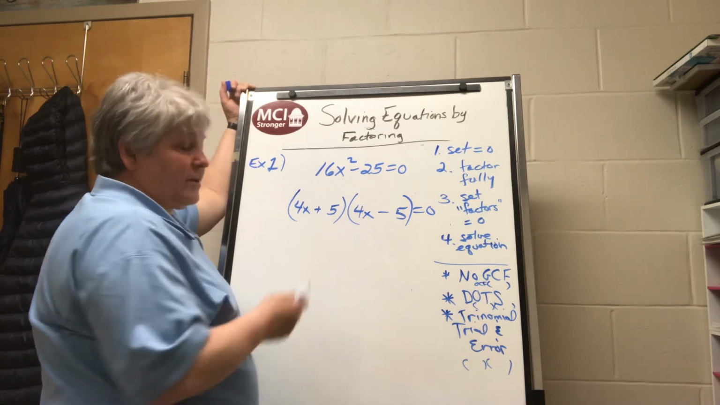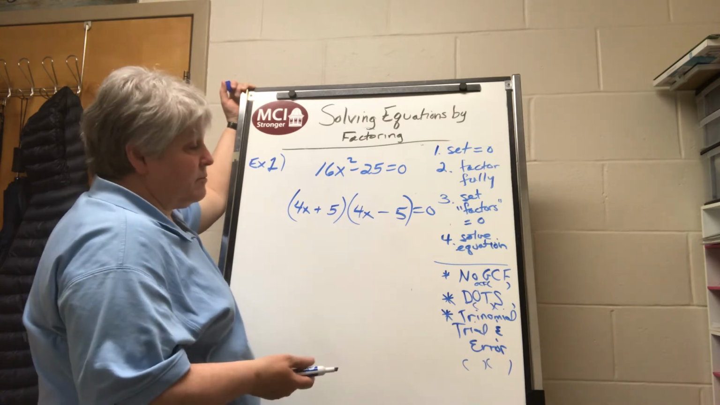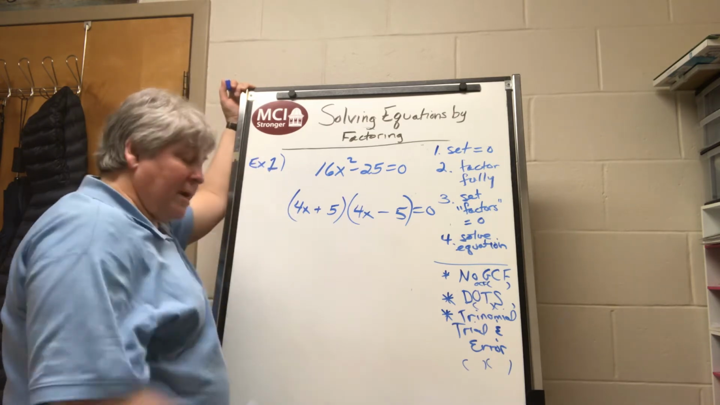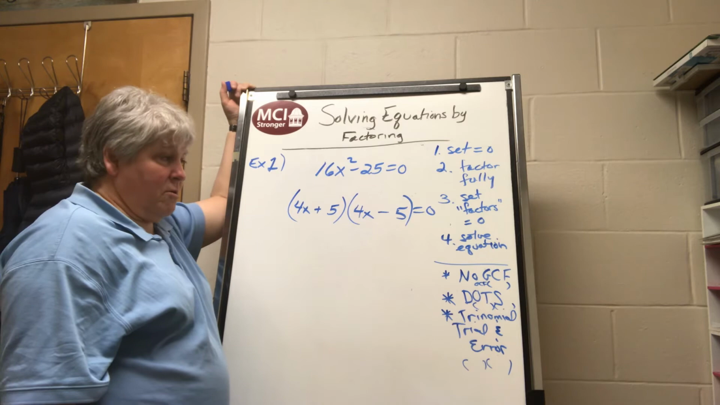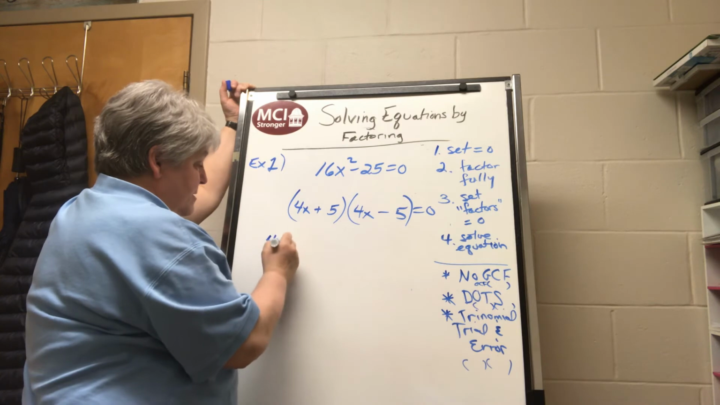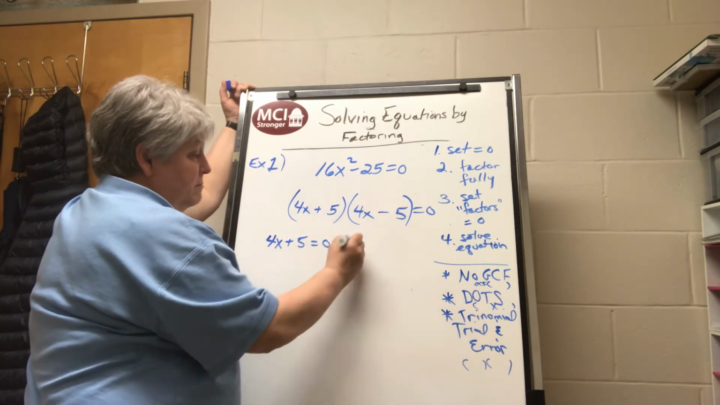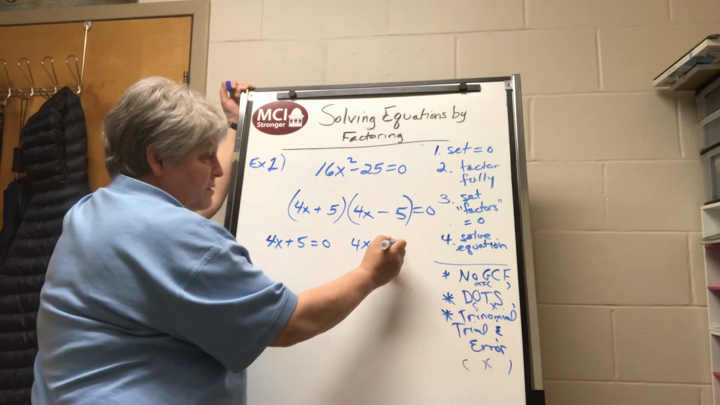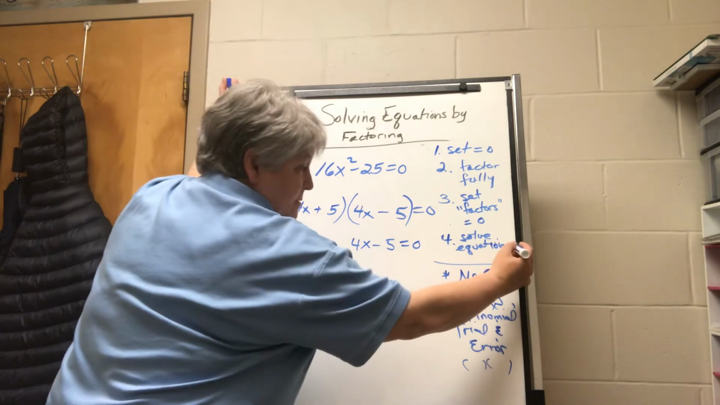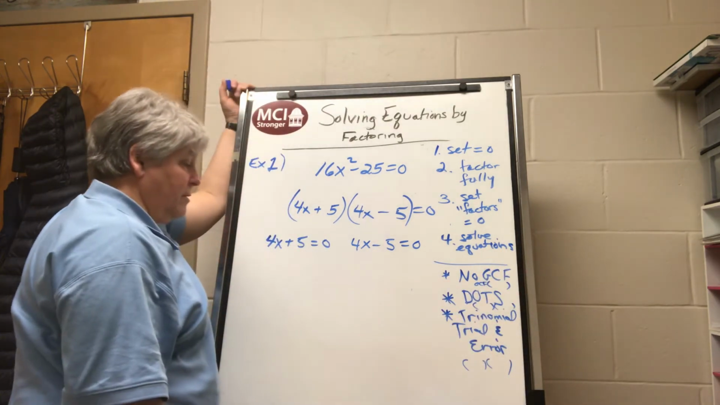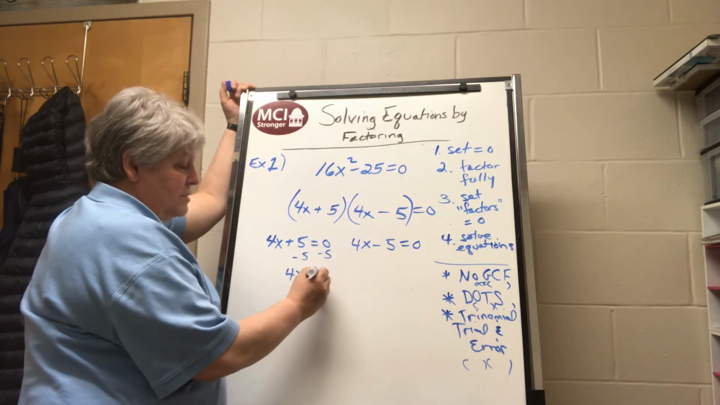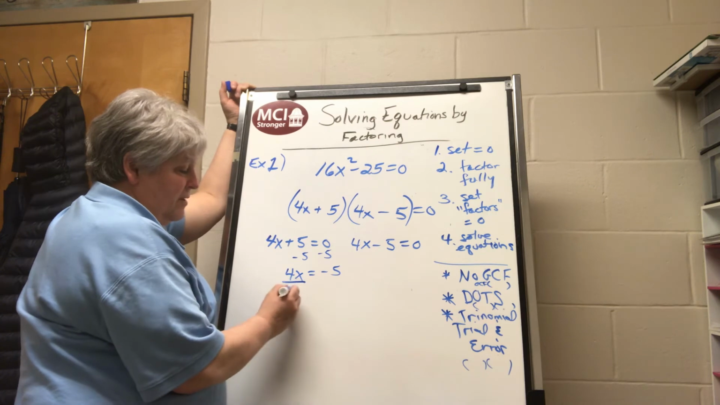Most of the time when you factor it, it'll already be fully factored. Let's take a look. Am I done? Sure looks like I've done a lot of work. Am I done? No, because I still have to set the factors equal to 0 and form these little equations. And now it's time for me to solve the equations that I just formed. So minus 5 to both sides, 4x equals -5, and then divide by 4.